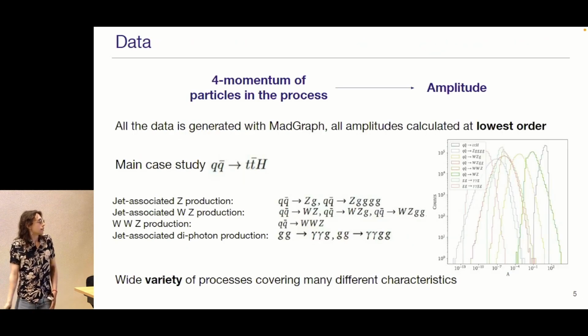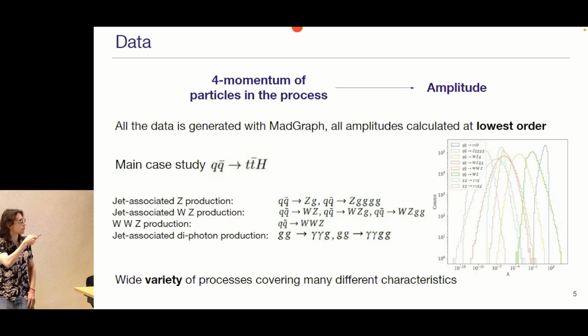Okay, so let's talk about the data. We have the four-momenta of the particles in the process, and we want to go from there and predict the scattering amplitude of the process.